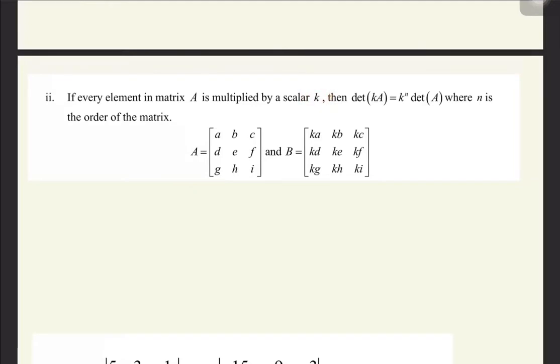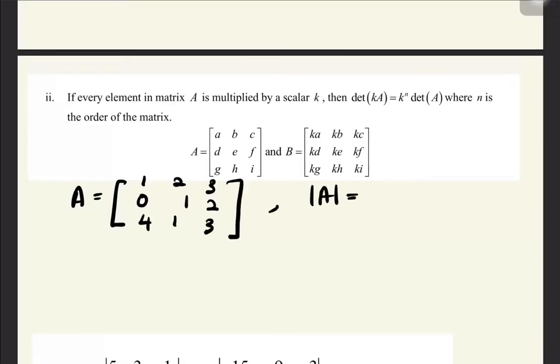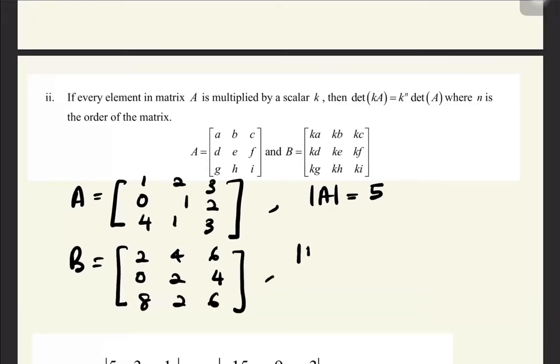So let's consider, let's say you have matrix A equal to 1, 2, 3, 0, 1, 2, 4, 1, 3. And you know that the determinant of matrix A is equal to 5. And you have matrix B, which is equal to 2, 4, 6, 0, 2, 4, 8, 2, 6. You were asked to find the determinant of matrix B.